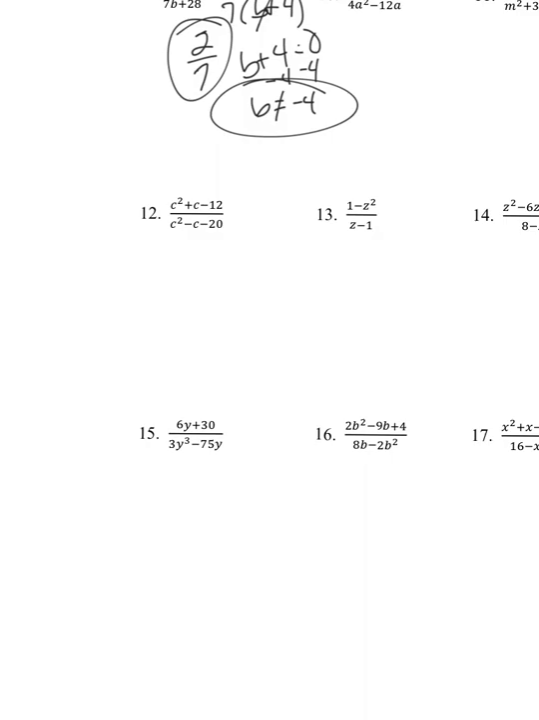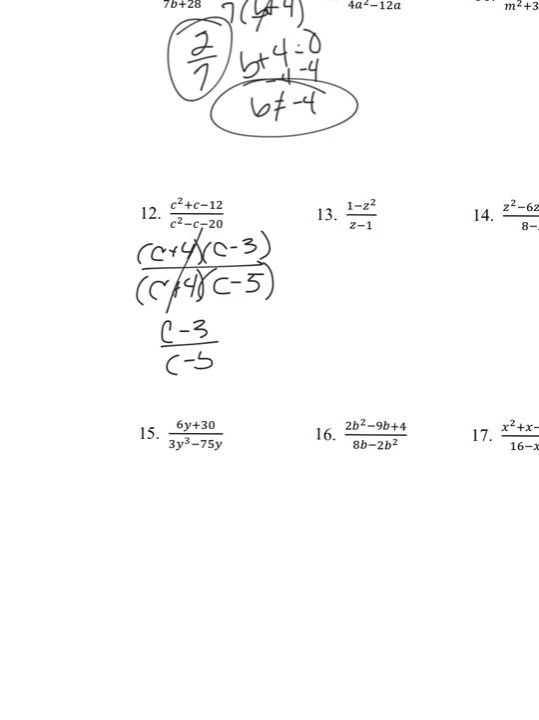So the first one, the c squared plus c minus 12, is going to factor into c plus 4 times the quantity of c minus 3. Okay, the denominator is going to factor into c plus 4 times the quantity of c minus 5. So you're going to see you have a common binomial factor of c plus 4 that can divide out. Now I can divide these because they're held together through multiplication. So it's going to reduce to c minus 3 over c minus 5.